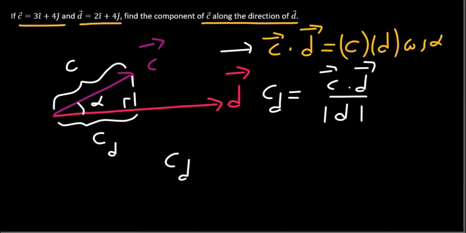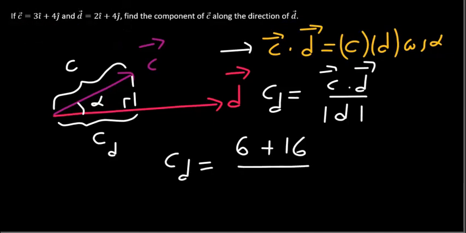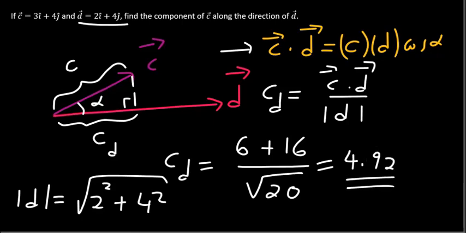So let's evaluate the dot product in the numerator. C is given by that vector and D is given by that vector. So C dot D equals 3i hat dotted into 2i hat, that is 6, plus 4j hat dotted into 4j hat, that's 16. Divided by the magnitude of vector D, again given by that. So the magnitude of vector D equals the square of the components. You sum them up and you take the square root. And that's going to give you a square root of 20, which will give you 4.92 as the answer. And that solves the problem.